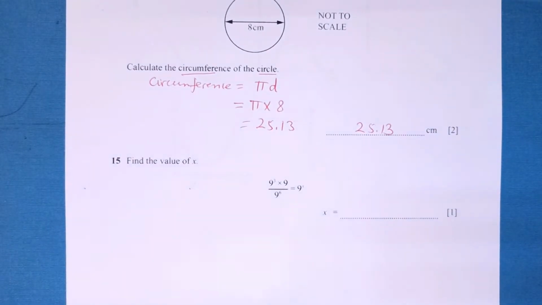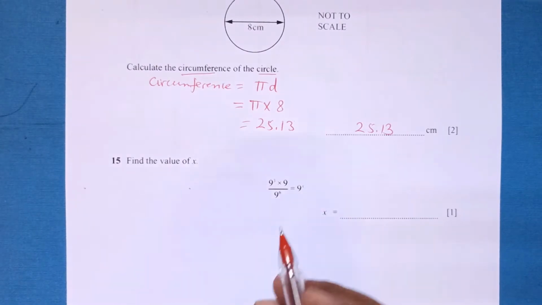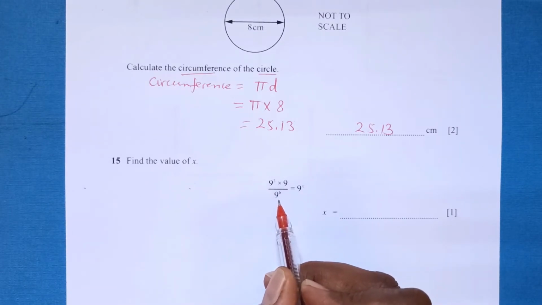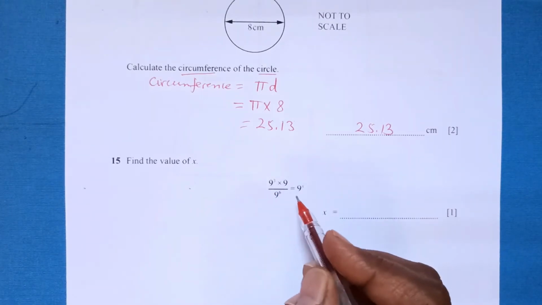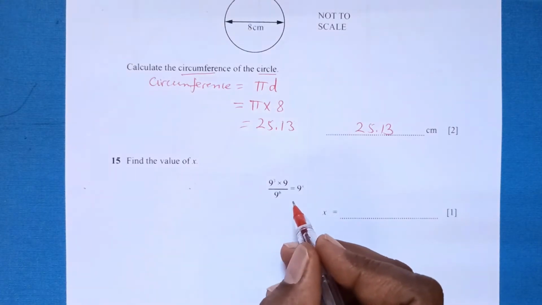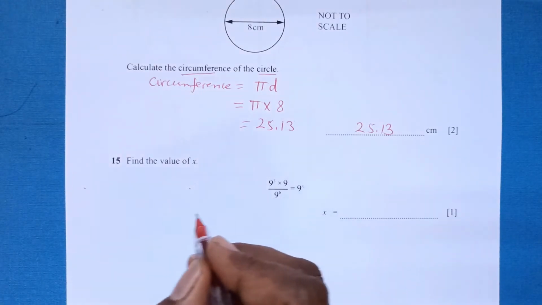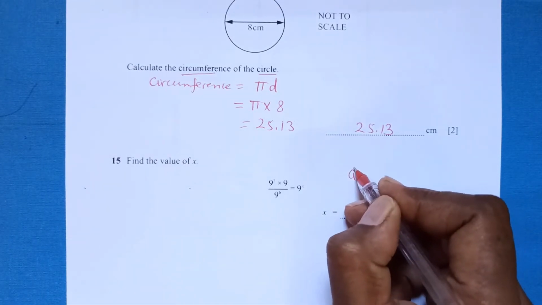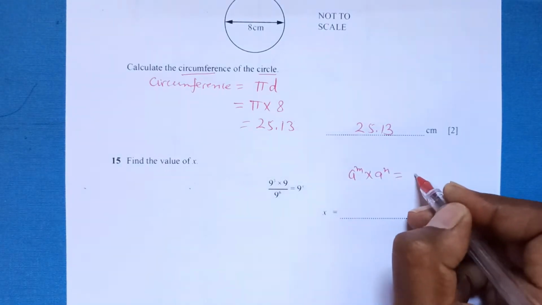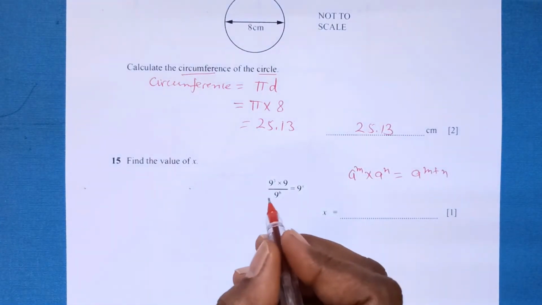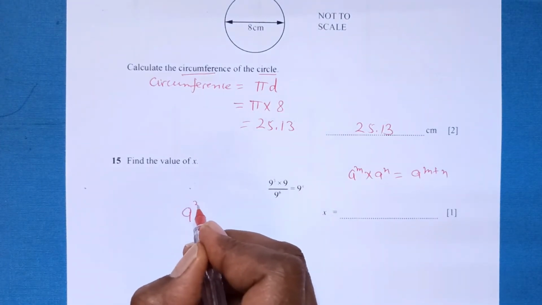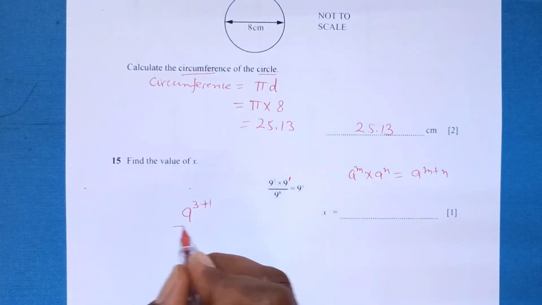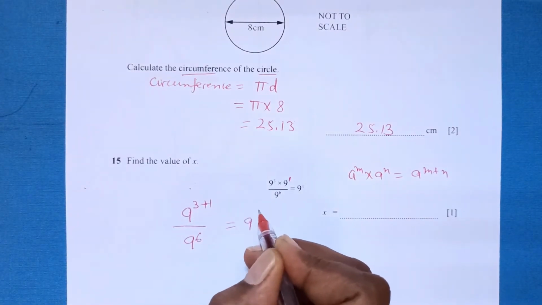Question number 15. Find the value of x. You see we have here 9 times 9 to the power 3 over 9 to the power 6 equals 9 to the power x. So everything is 9 to the power something, and you need to use the exponent rules here. As you know, a to the power m times a to the power n is a to the power m plus n. So we will use that here. Where there is nothing, it means there is 1. So 3 plus 1.